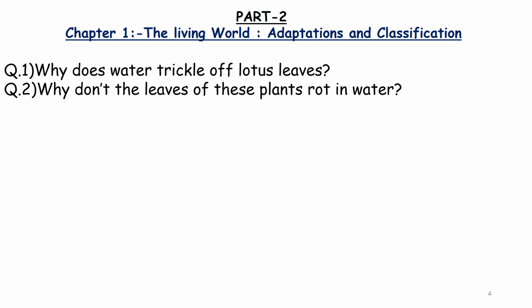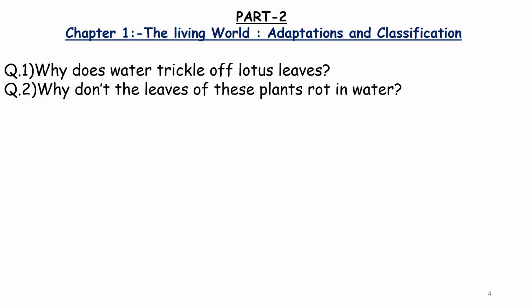But as the leaves of aquatic plants have a waxy coating on them, and as there are no stomata on the leaves, that's why water cannot enter the leaves. Understood? Therefore, the leaves do not rot in the water.